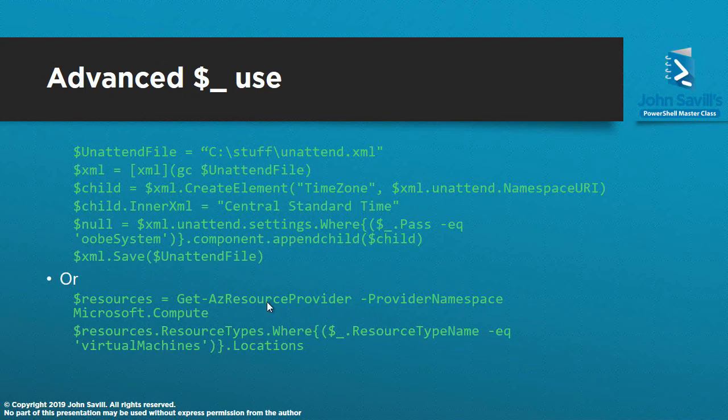Also here, for example, I'm getting all of the resource providers. And then if it's of type virtual machines, I spit out the locations. So there's some super cool stuff I can do. These are just some examples I've used in the past.